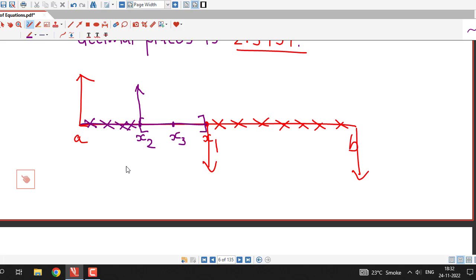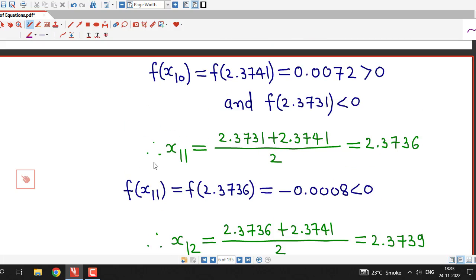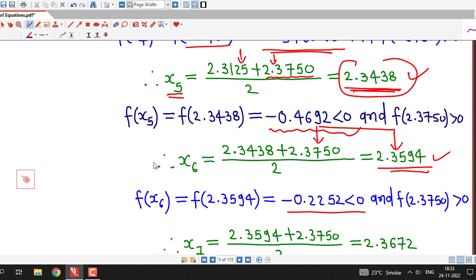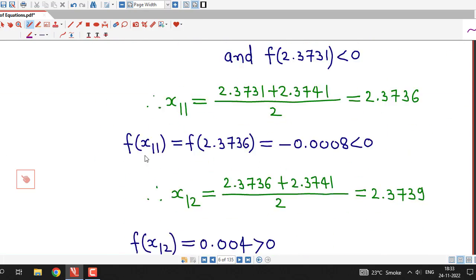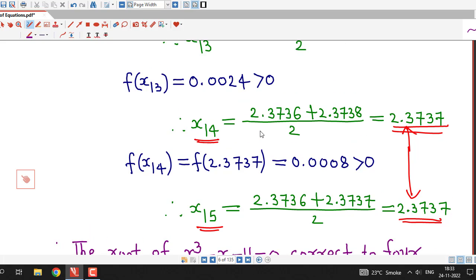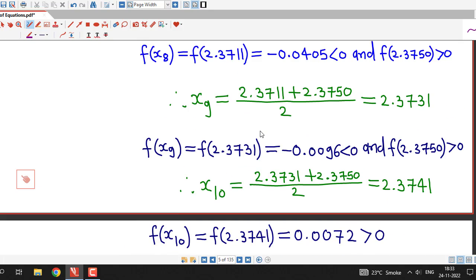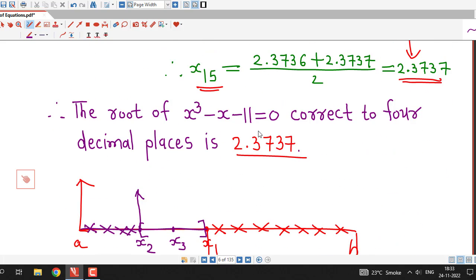So in this way we are converging to the exact root. The process is slow, but we are sure that we are going near to the exact root. So for this equation I have to go up to the 15th approximation to obtain my root correct up to 4 decimal places. So be patient while you are doing this bisection method, and be careful about calculations. If there is a single mistake in any calculation, then all your succeeding approximations might go wrong.